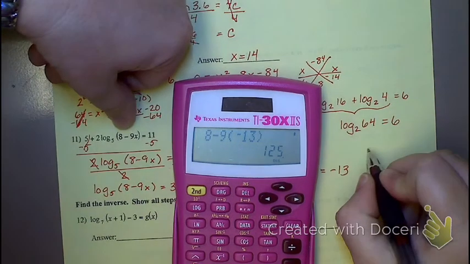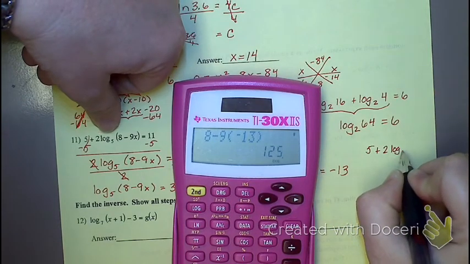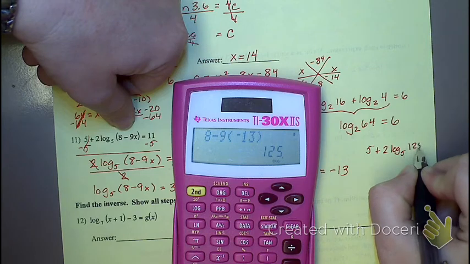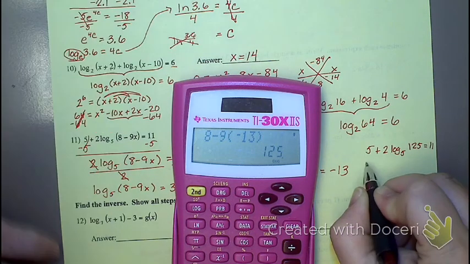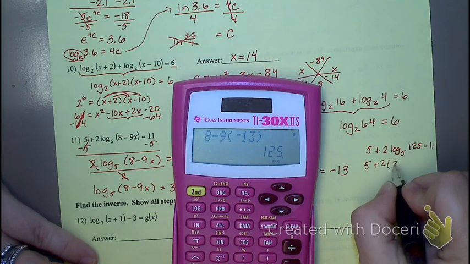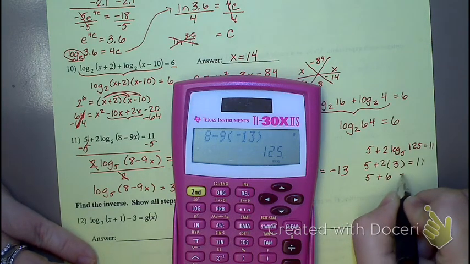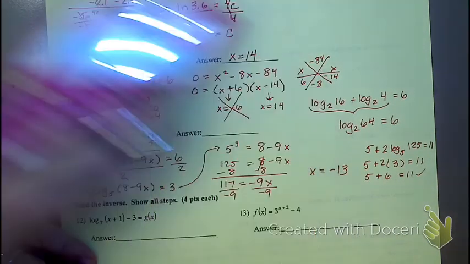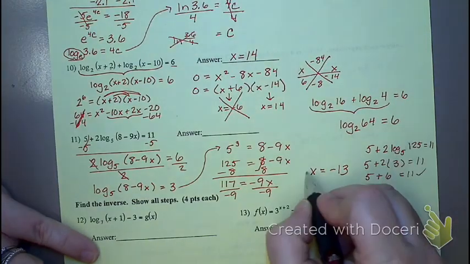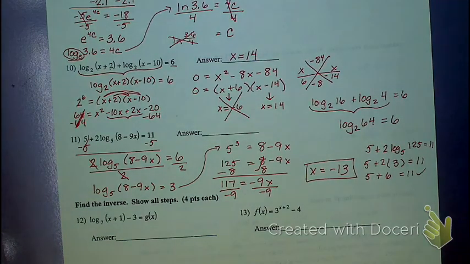So let's check this. Does 5 plus 2 log base 5 of 125 equal 11? Well, 5 plus 2 log base 5 of 125 is 3. And 5 plus 6 does equal 11. So that does check out, even though I have a negative number. Okay? All right, last two problems.